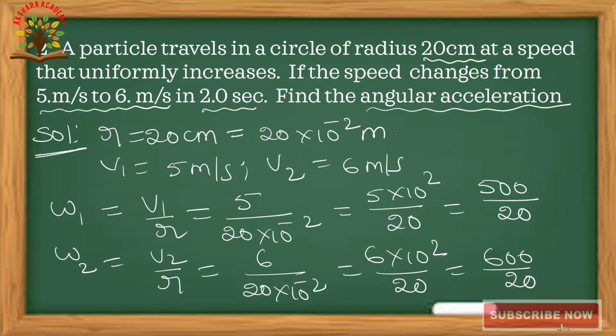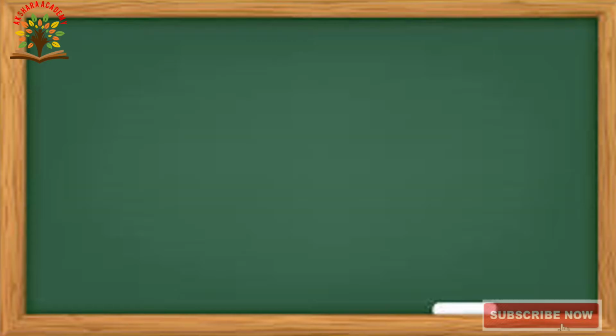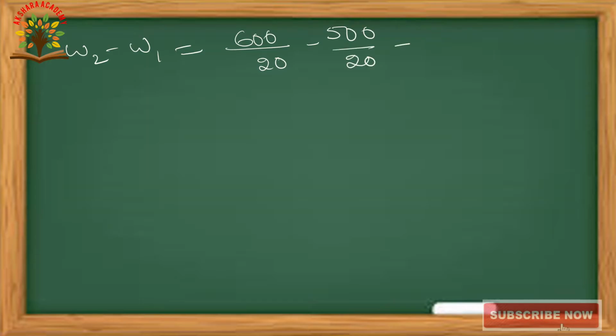Now we are calculating angular acceleration. First we calculate omega 2 minus omega 1, which is omega 2 nothing but 600 by 20 minus omega 1 nothing but 500 by 20. So that is equal to 600 minus 500, 100 by 20, that is equal to 5. So omega 2 minus omega 1 is equal to 5.